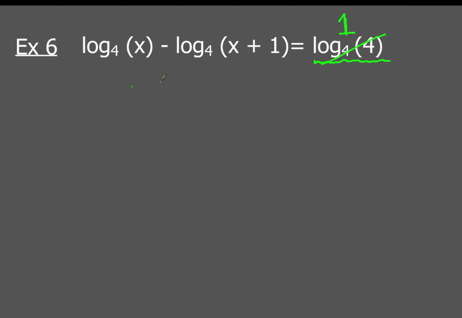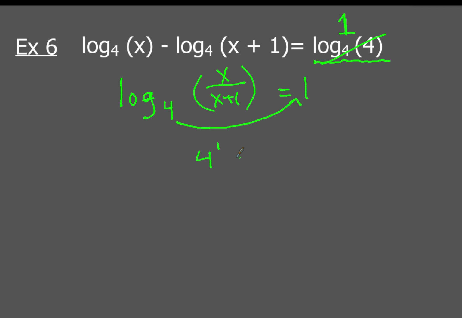So we're going to use those same properties again: log base 4 of x minus log base 4 of x plus 1, and we're going to set that up so that we have this fraction, log base 4 of x over x plus 1. We're going to set that equal to 1. Now from here, you could say, okay, 4 to the first power is going to be equal to the other piece, x over x plus 1. Now, 4 to the first power, of course, is 4, so I'm just going to go ahead and erase the little exponent there, because we know that 4 to the first power is 4.